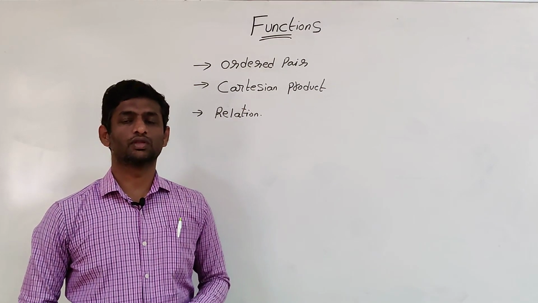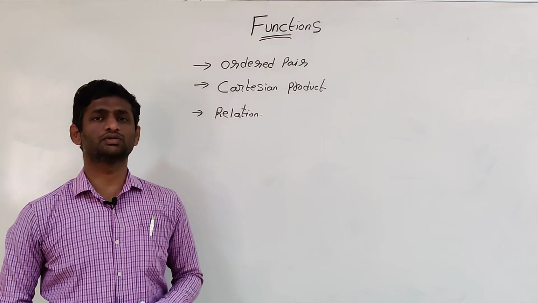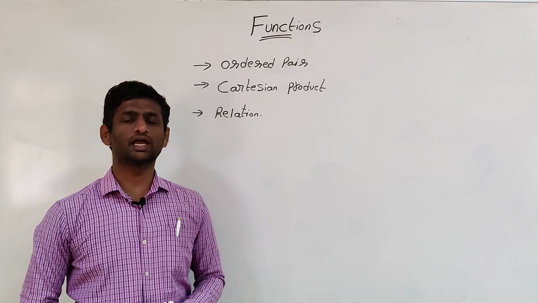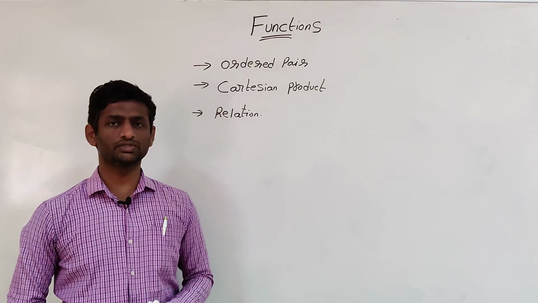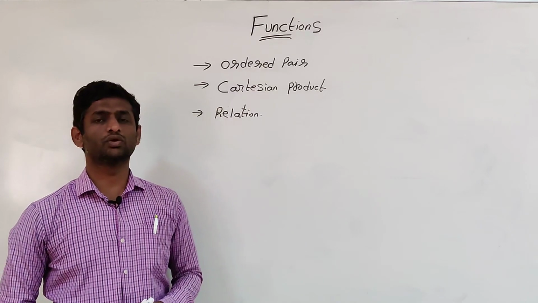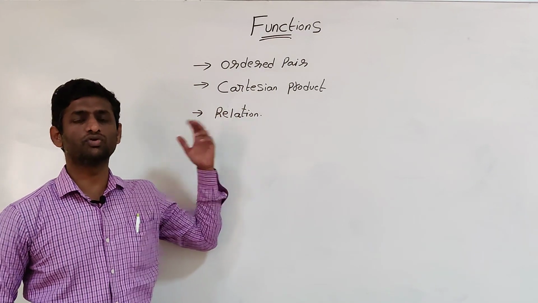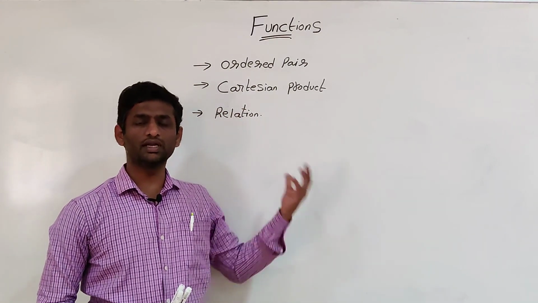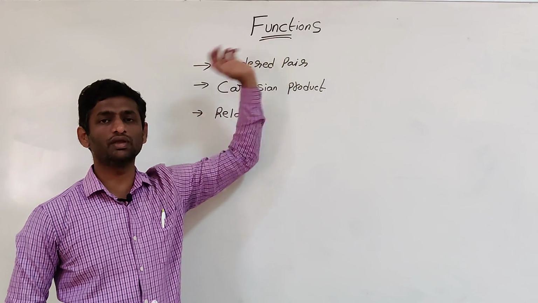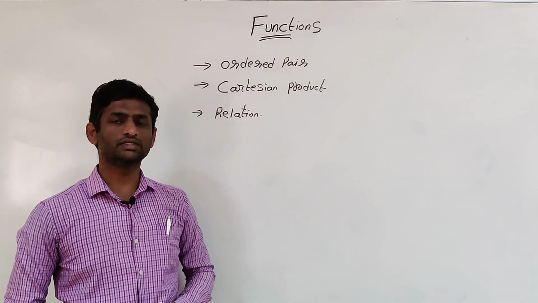Hello students, in the previous class we discussed sets and types of sets. Now in this section we will discuss what an ordered pair is, what the Cartesian product is, and then we will go to what a relation is. From relations we will go to the main topic, function. So let's see one by one.